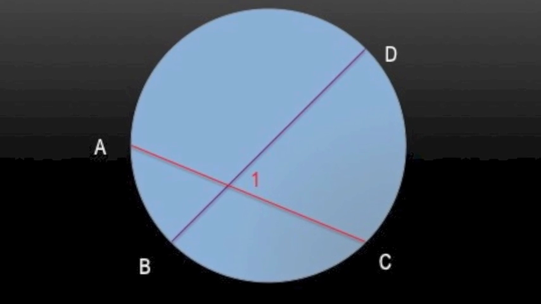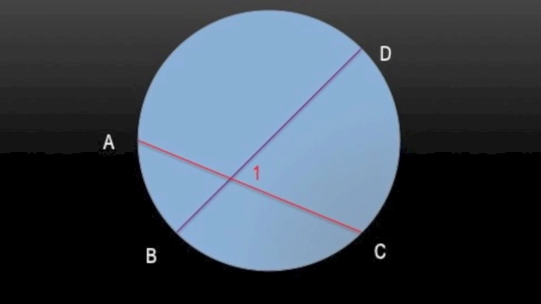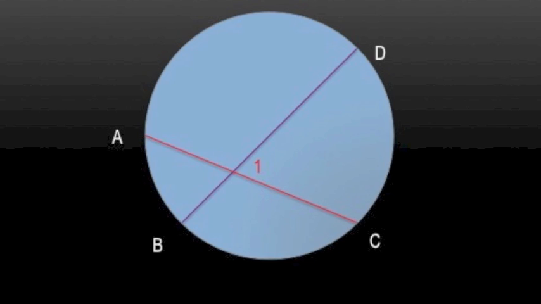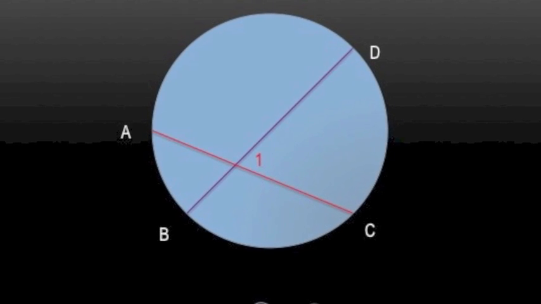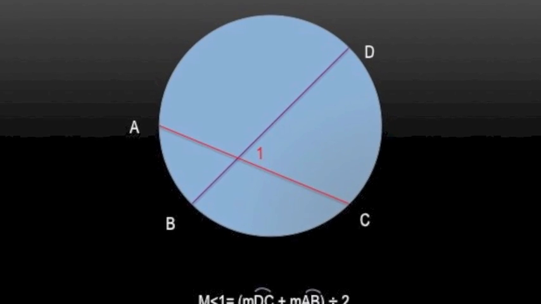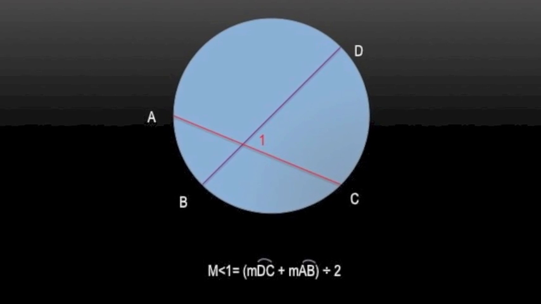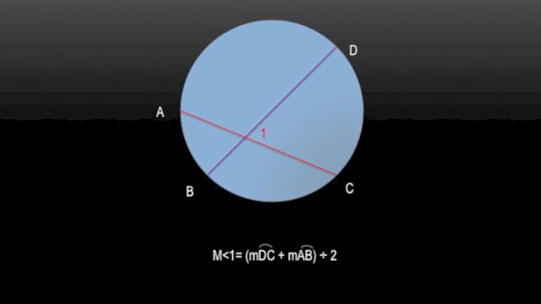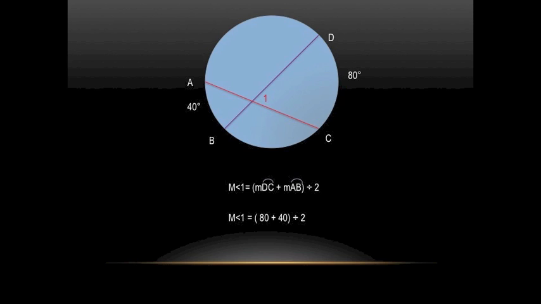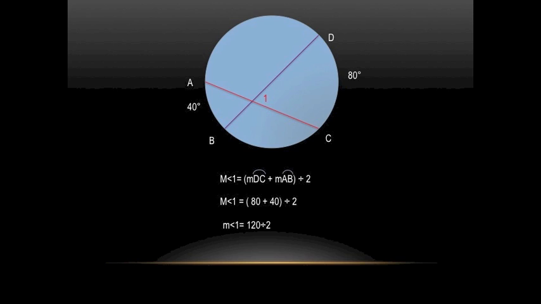This is the problem I found inside of the tunnel. A lot of people have trouble with this kind of problem because they always forget that you have to add when two chords intersect inside of a circle. We have to use the angles inside the circle theorem and this equation to solve this problem. We already know DC is 80 degrees and we know AB is 40 degrees. So we add them together to equal 120 degrees. And then we divide by 2, so the measure of angle 1 is 60 degrees.